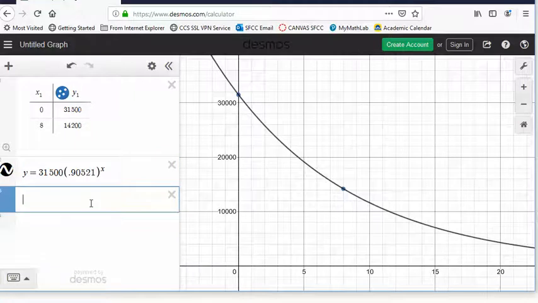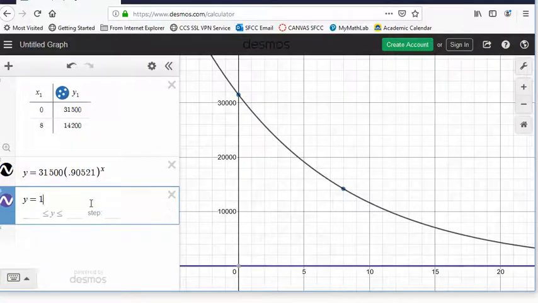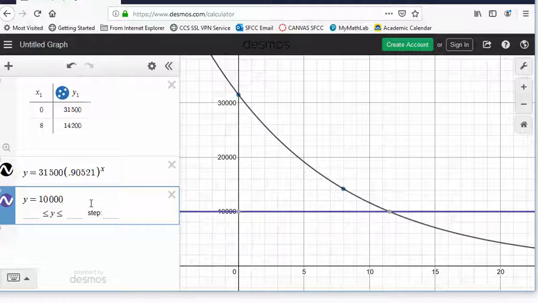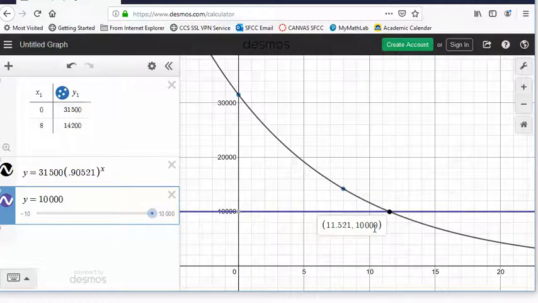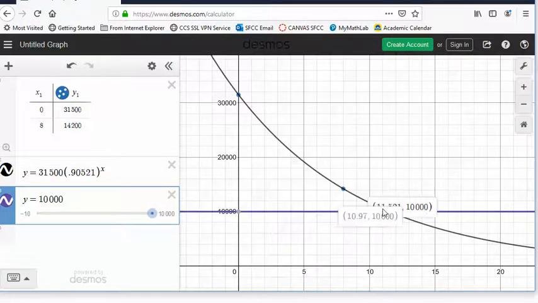Now, if I want to graphically look at when the price will be 10,000, I'll put y equals 10,000, and this dot right here tells me exactly after how much time it'll be 10,000. So at 11, it would be up here. This would be the point where it's at 11, if I can get that.